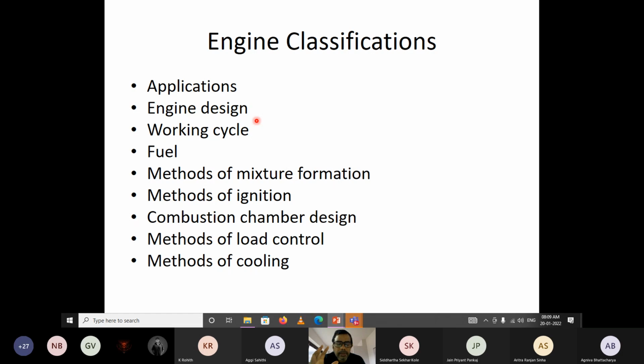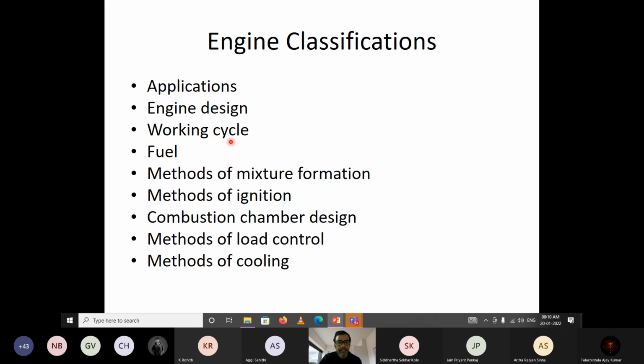So where the number of cylinders is higher, the cylinders are arranged in a V manner. So we can say it is a V arrangement. Inline cylinders, V cylinders, V arrangement. There is a rotary kind of engine also. Then again we can go into further details.